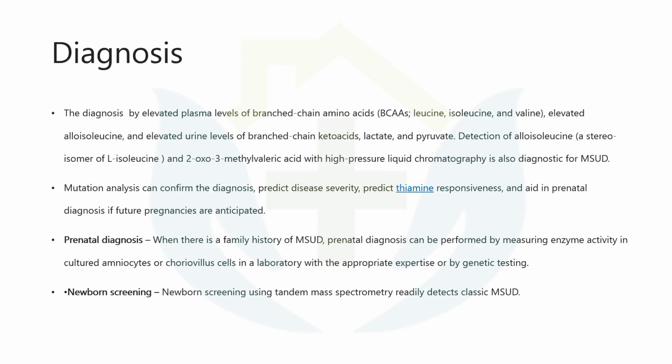And we can even detect the enzyme prenatally, if there is a family history, in amniotic fluid or chorionic villus cells as well. Even after birth, we can screen the newborn with mass spectrometry. The enzyme can be assessed and we can detect classic maple syrup urine disease.